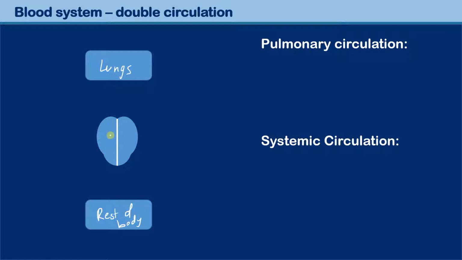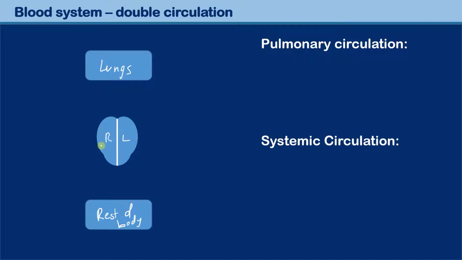This side over here is the right side of the heart. This one over here is the left side of the heart, because right and left are always labeled from the person whose heart it is. And a double circulation means that we have blood going from the heart to the lungs and then back to the heart, then to the body, back to the heart.